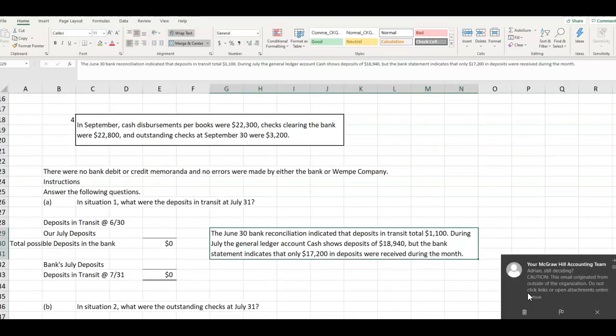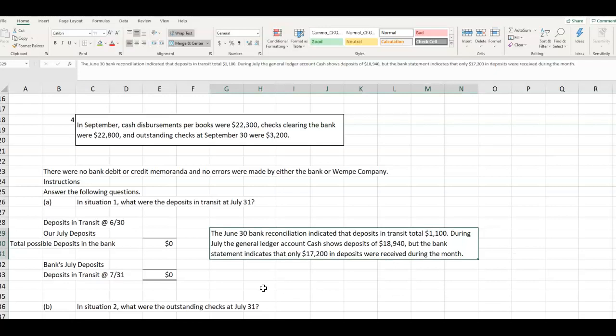So the bank, June 30th, the bank reconciliation indicated the deposits in transit total $1,100. During July, the general account cash shows the deposits were made of $18,940, but the bank statement indicates only $7,200 in deposits were received during the month. What were the deposits in transit at July 31st?